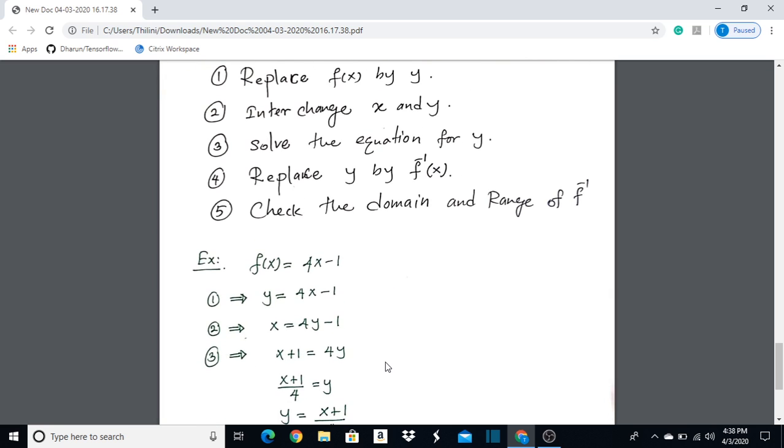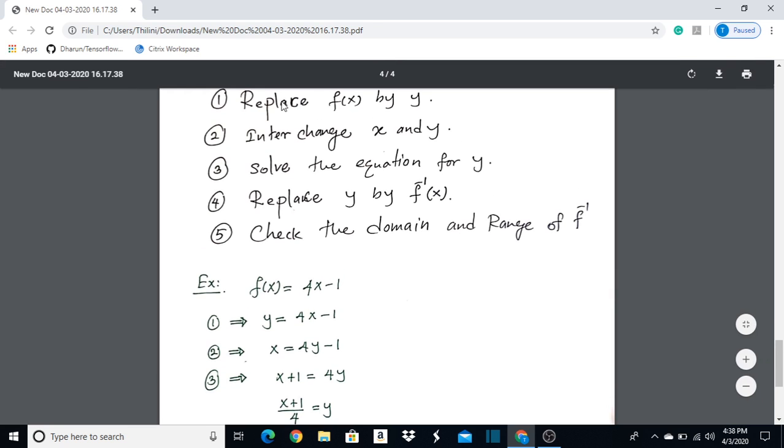So let's look at an example of a function. This is our f(x) equals 4x minus 1. This is just a line. We know that that is a one-to-one function, and the first step is to replace f(x) by y. So I'm replacing this f(x) by y, then I get y equals 4x minus 1. The next step is to interchange x and y. So here I'm replacing this y by x and this x by y.